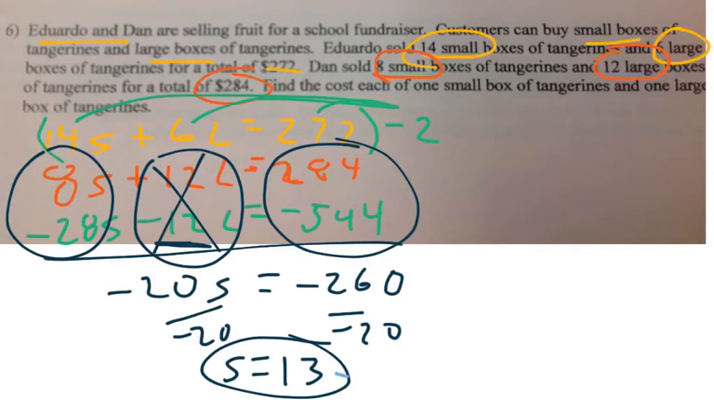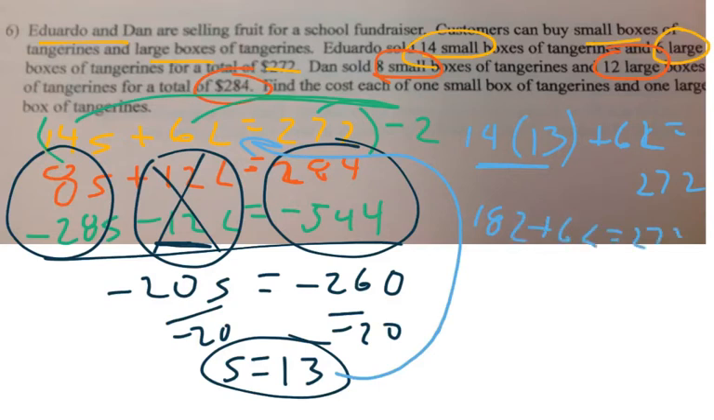Now all I need to do is plug in to solve for the large boxes, right? Now remember, guys, I can pick any equation, but I'm going to pick this first one in yellow because the number 6 is relatively small. I have 14S, but we now know the small boxes are 13, plus 6L equals 272. Sorry, I ran out of room there, guys. That's an L right there also. Let's do 14 times 13 on our calculator.